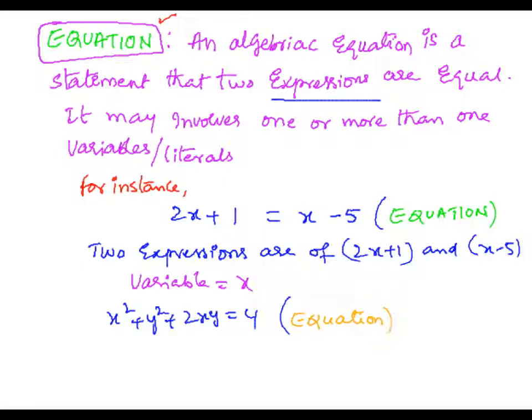There are two expressions: one is x square plus y square plus 2xy, which is on the left hand side, and the other expression is a constant, that is 4, on the other hand. So two expressions are equal here, and only then will it be called an equation. The variables here: there are two variables in it, one is x, and the other is y.